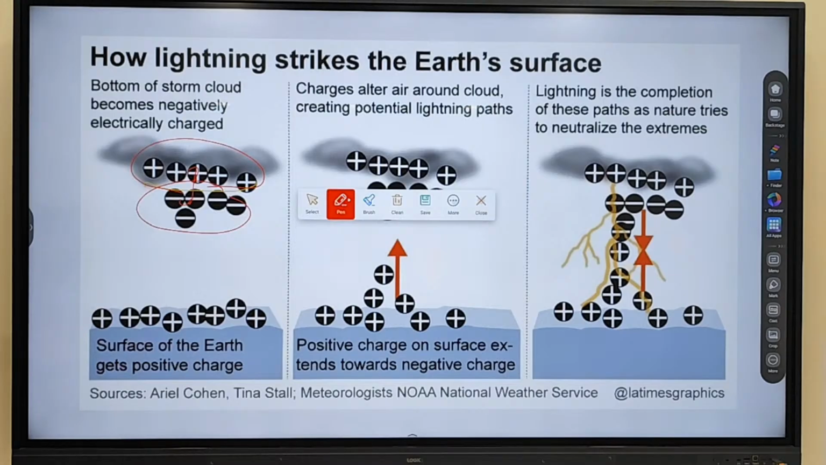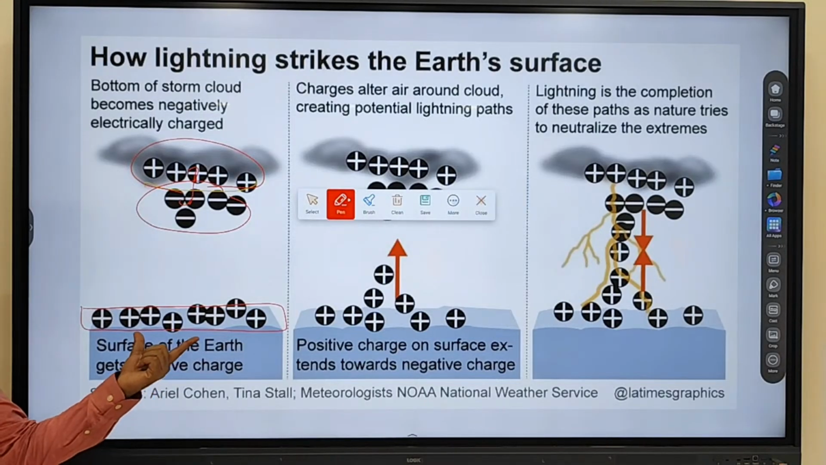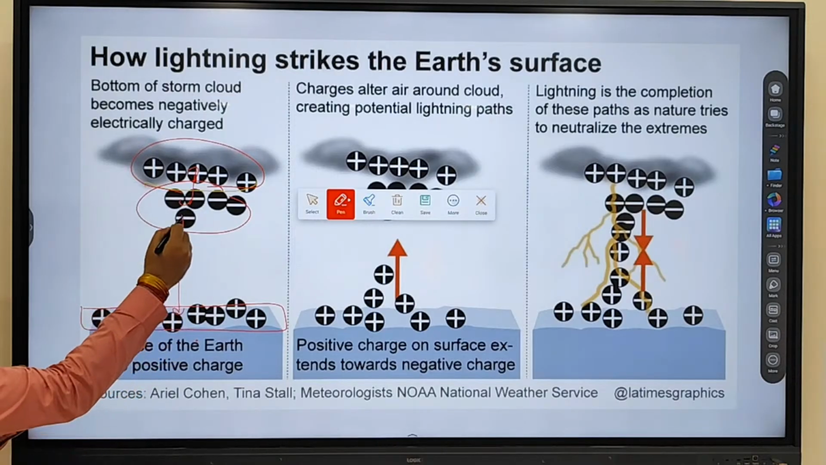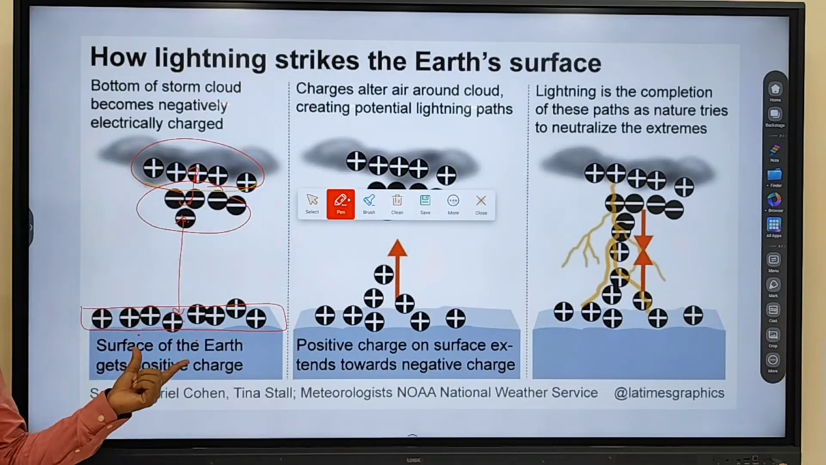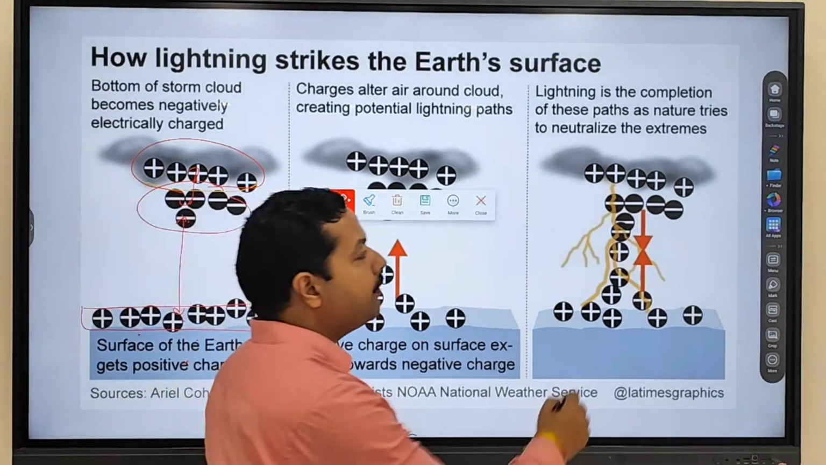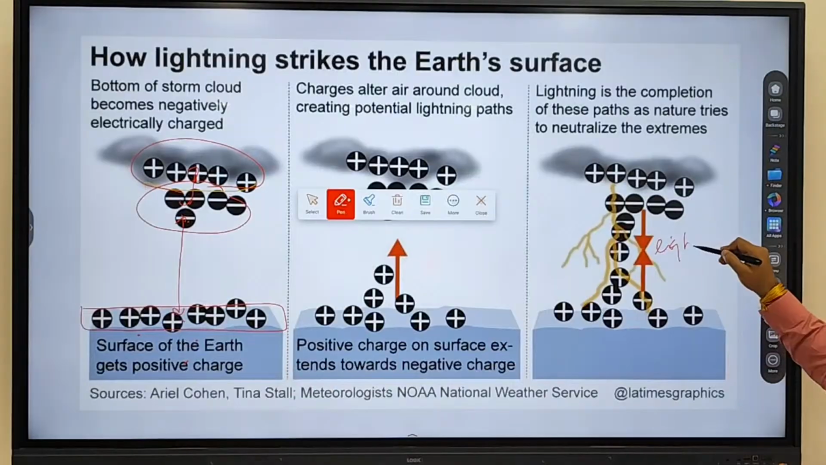But sometimes, as we discussed, Earth is also which type of conductor? Earth is a good conductor of electricity. So Earth also develops a certain charge, that is positive charge. When negative and positive charge start to attract, what will happen? Then we'll say lightning has struck whom? Lightning has struck the earth.